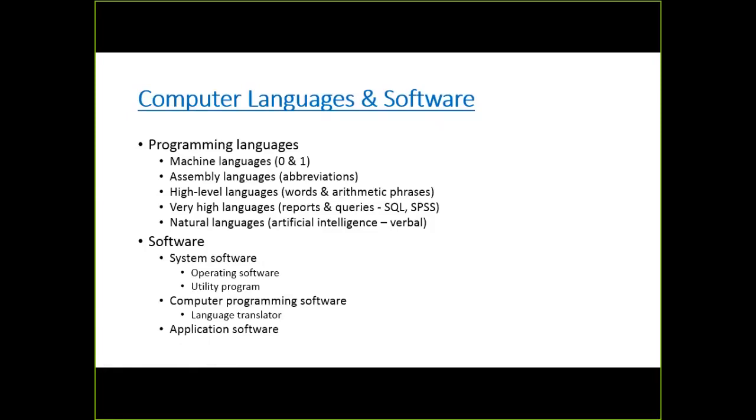When it comes to software, there is system software, meaning the ones that help the computer operate, the operating software, or the utility program. We're not going to do much there. And then there is the computer programming software, the language translator. So we just talk about programming languages. Then those zeros and ones, or those arithmetic phrases, or SQLs, or whatever we have there, they need to be translated so we can understand the information. That's what the computer programming software is about.